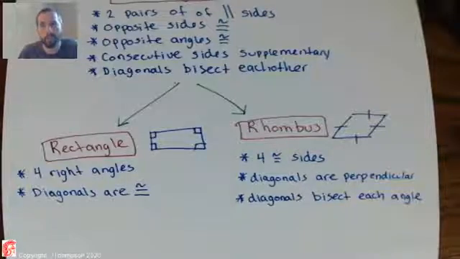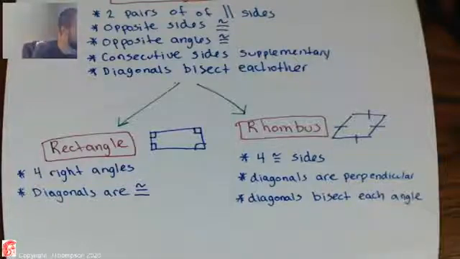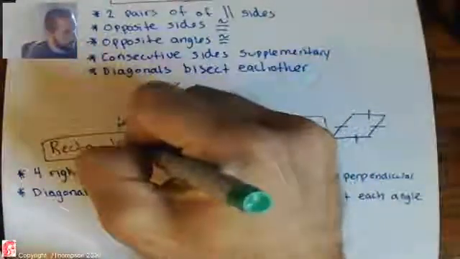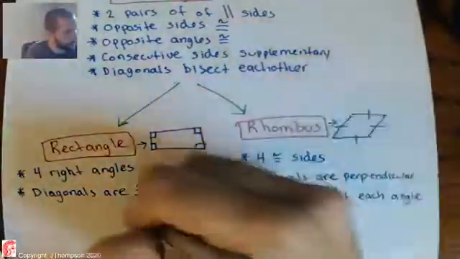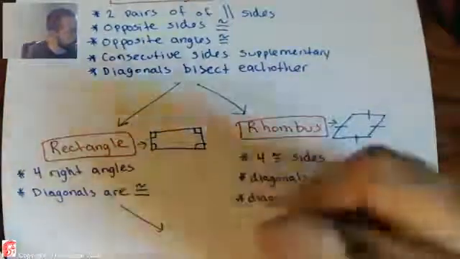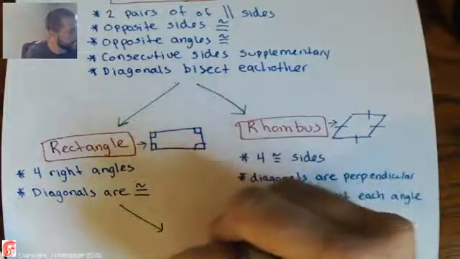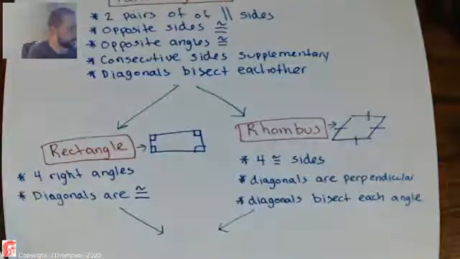Okay, now what happens next is if you actually take the rectangle and then you take the rhombus and you merge those two properties together, you're going to get a square. So if we take the rectangle and then we take the rhombus and we merge them together, you get a square.